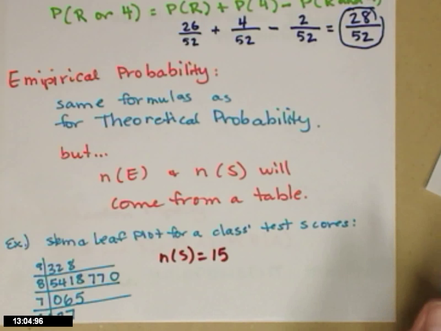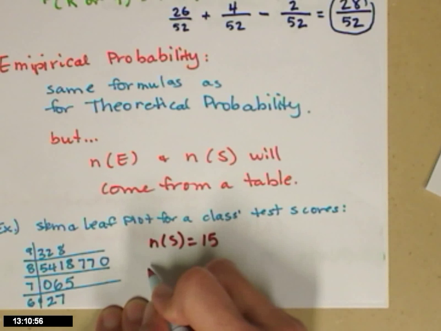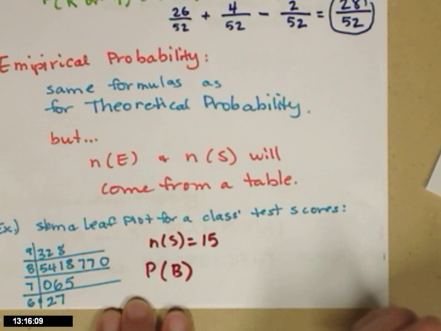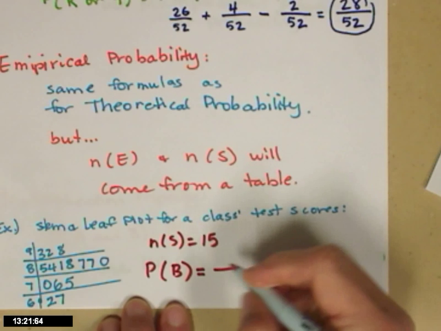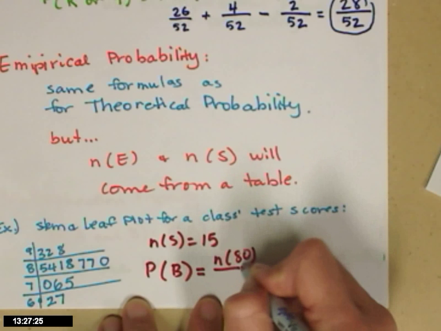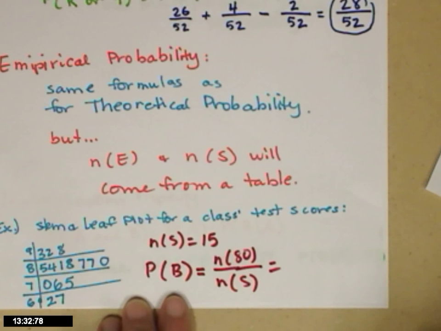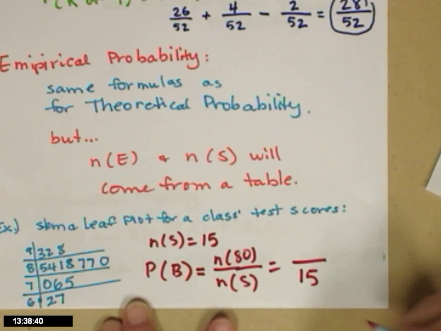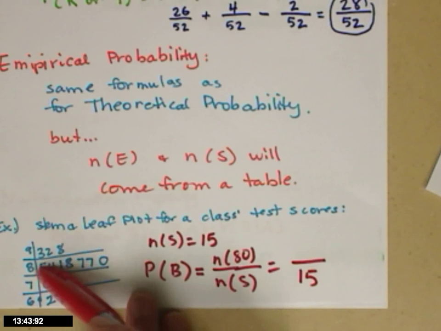And now we have to decide what our experiment might be. So let's say, if I grab a student's test at random, what's the probability that it's a B? That would mean in the 80s. What's the probability that the test I chose is in the 80s? Well, now I need the number of tests in the 80s, divided by the number in the sample space. The number in the sample space we counted, that was 15. So now how many 80s do I have? Let's see, 1, 2, 3, 4, 5, 6, 7.